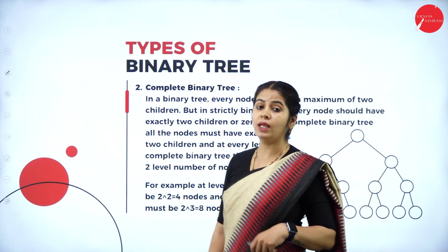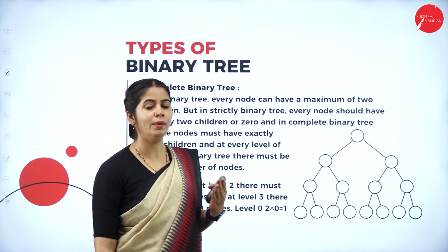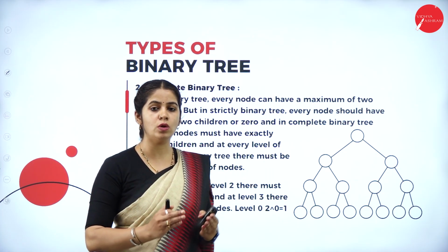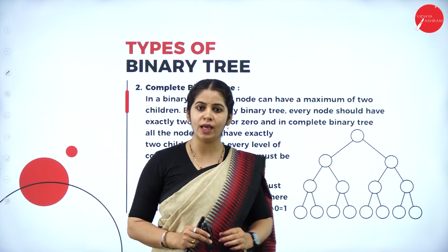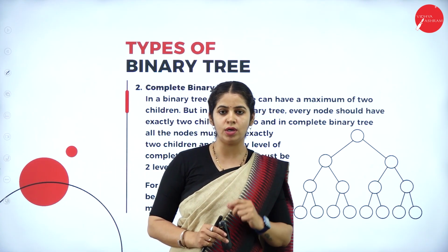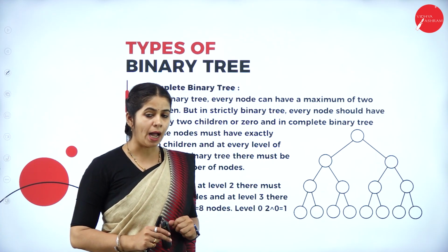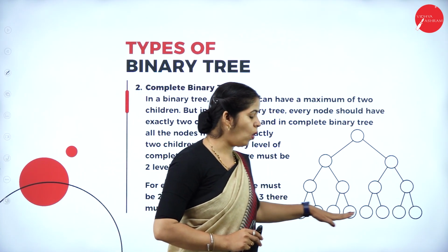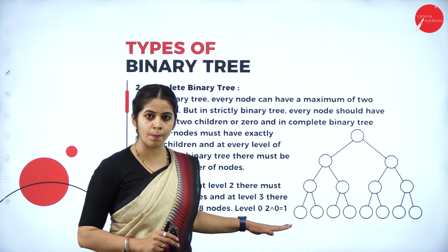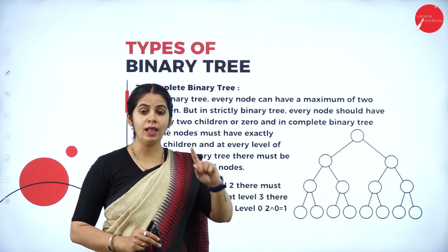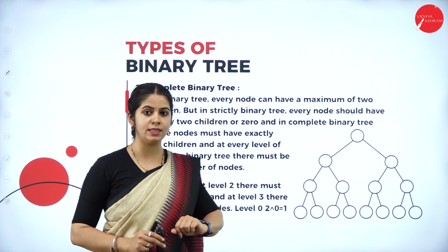Well, coming to the complete binary tree. What do you mean by complete binary tree? It is also a variation of the strict binary tree where every node can have 0 children or 2 children. Okay, but all the leaf nodes should be at the same level. Getting it? All the leaf nodes should be at the same level.